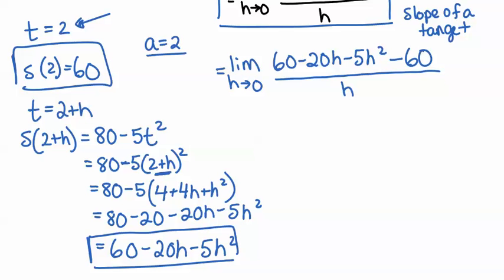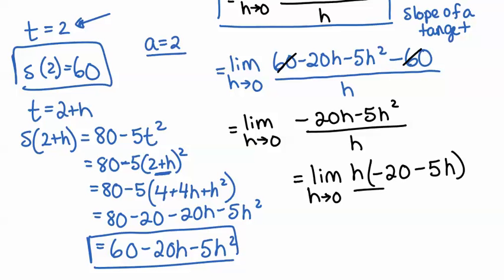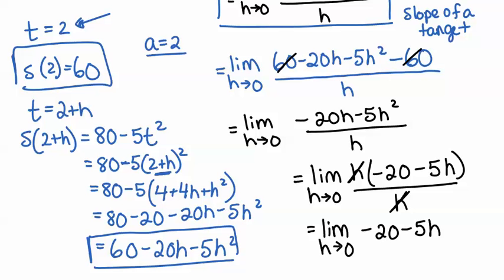Okay, so then I'll just continue with this limit equation as h approaches 0. So you can see 60 minus 60 is going to end up canceling out. So we're just left with negative 20h minus 5h squared over h. Okay, now I notice that each term has an h in it. So I'm actually going to factor out an h from the top, and I'm left with negative 20 minus 5h over h. So all I did was factor out one of the h's from each of these terms so that I'm able to cancel these out. So now I've got the limit as h approaches 0 of negative 20 minus 5h.